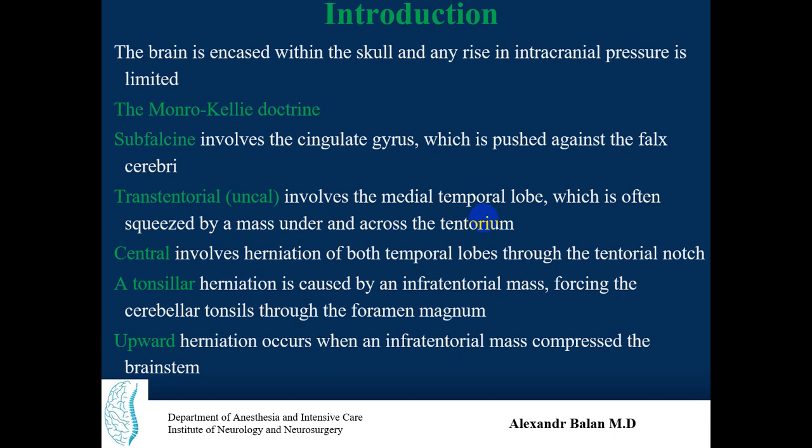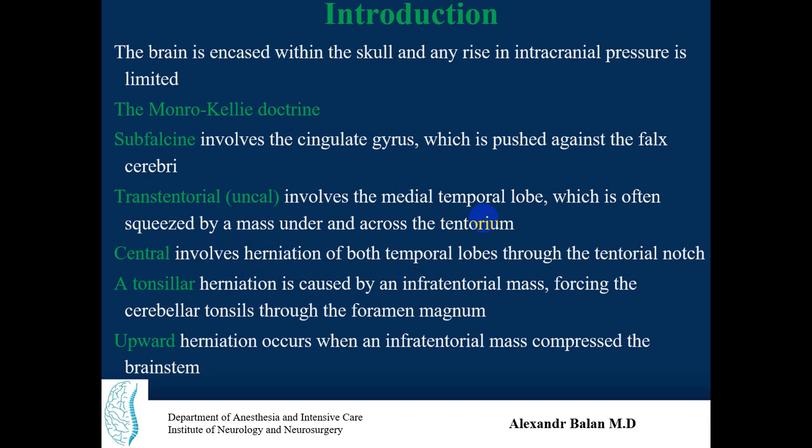There are subfalcine, transtentorial, central, tonsillar, and upward herniations. For example, subfalcine involves the cingulate gyrus, which is pushed against the falx cerebri. Transtentorial or uncal herniation involves the medial temporal lobe, which is often squeezed by a mass under and across the tentorium. We'll see many pictures going forward.